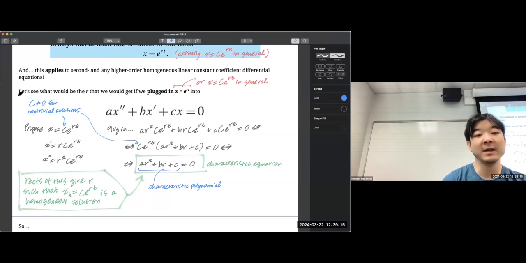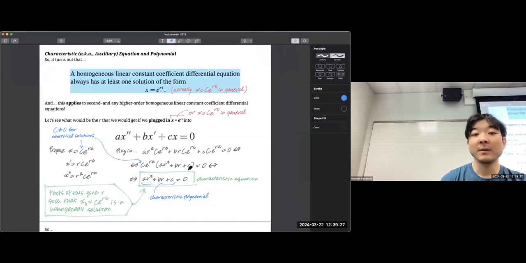And then we noticed that if we want to look for non-trivial solutions, so when C is not equal to 0, then we must have an R that satisfies AR squared plus BR plus C. That was what we used to do. The book, this is a screenshot. It turns out that a homogeneous linear constant coefficient differential equation always has at least one solution of the form CE to the RT in general.